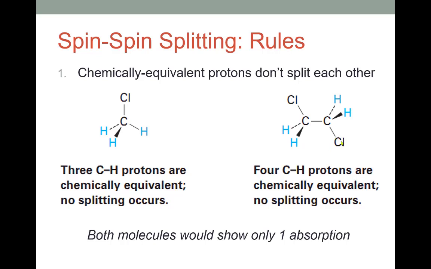If one of these chlorines were something else, if that was a bromine, for instance, now the hydrogens on the right are different to the hydrogens on the left. They would split each other. I would get two different signals, each of which is split into a triplet, 2 plus 1.